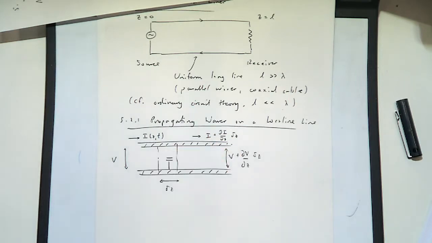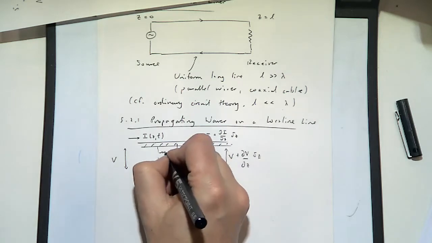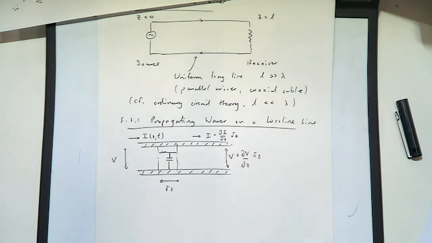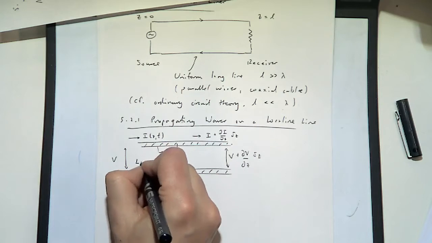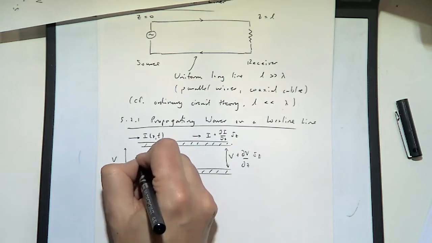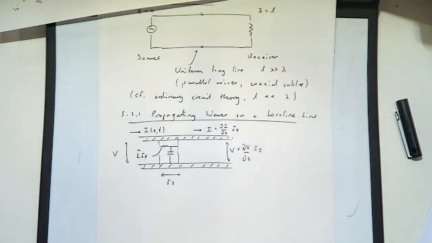And as well as having a capacitance, there's also an inductance. So we can draw a little inductor, and that's our equivalent circuit. So the inductor has an inductance L delta Z. What I'm writing is that L tilde is the inductance per unit length of the wire, so the inductance is L tilde delta Z, where L tilde is the inductance per unit length.